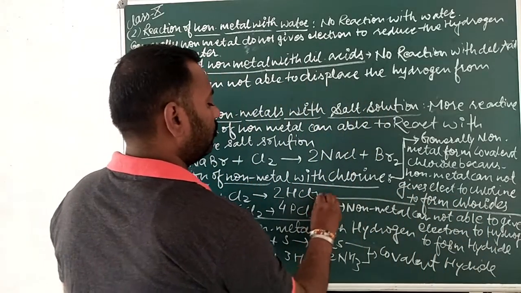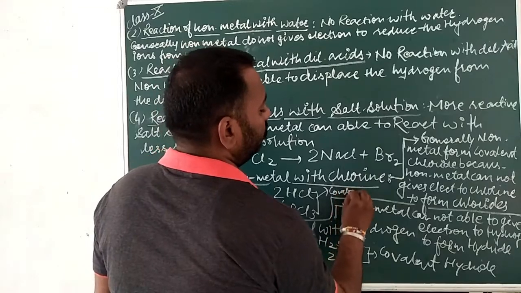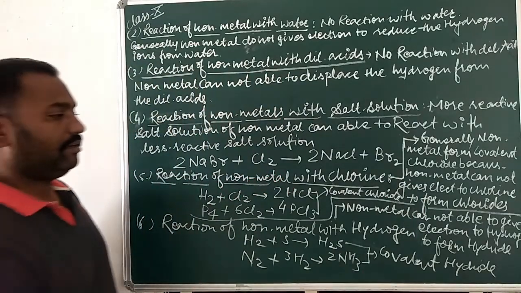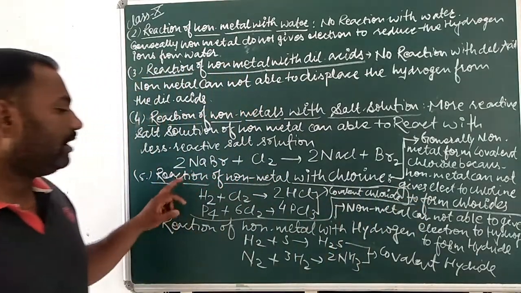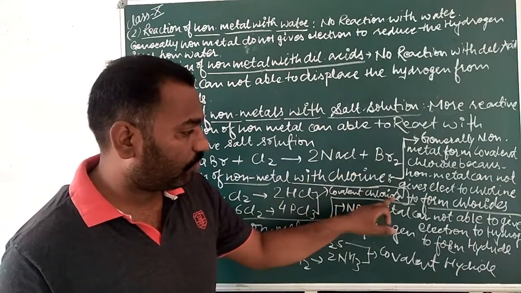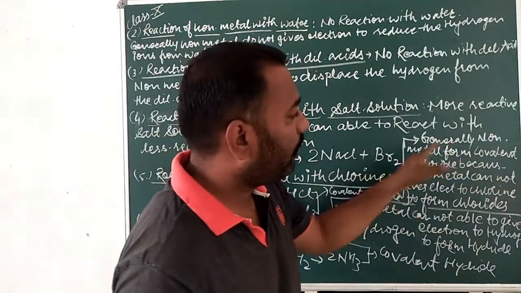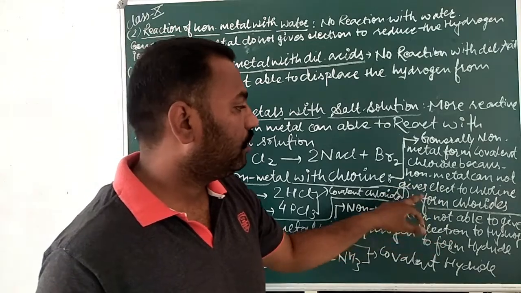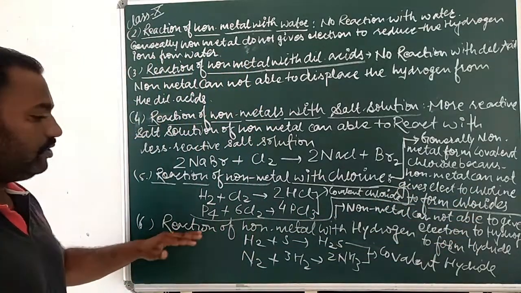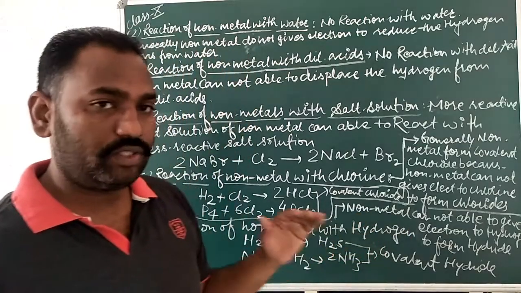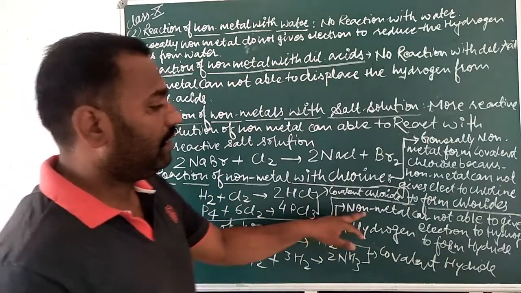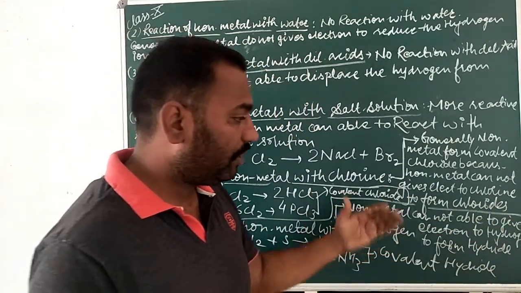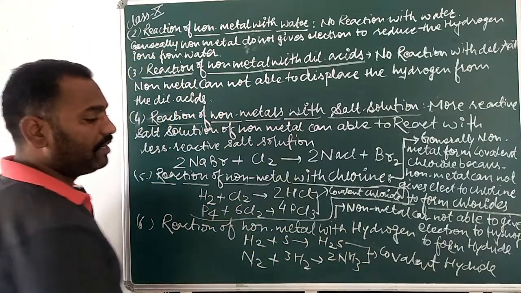These are the covalent chlorides. I hope you are understanding what I am telling here. When non-metals react with chlorine, covalent chlorides form, because non-metals cannot give electrons to chlorine to form chlorides. And in the reaction of non-metal with hydrogen, covalent hydrides are always formed, because non-metals cannot give electrons to hydrogen to form hydride. They are not forming hydrides, they are forming only covalent hydrides. So these are the names.